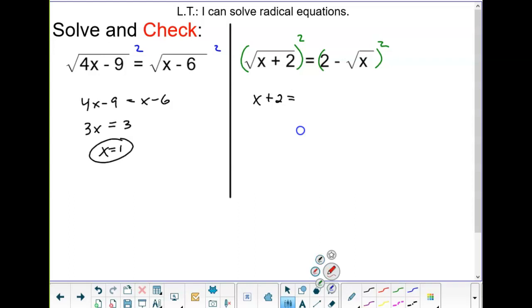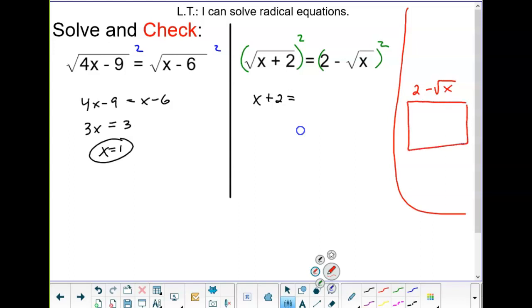What's not friendly is the right side. So I got to do some side work over here. And I have to take the meaning of what it means to square. So I'm going to take 2 minus the square root of x and multiply it by itself, which seems pretty decent to start. 2 times 2 is 4. I get negative 2 square roots of x. And then I also get another negative 2 square roots of x. And then I get a negative times a negative, so it'll be positive.